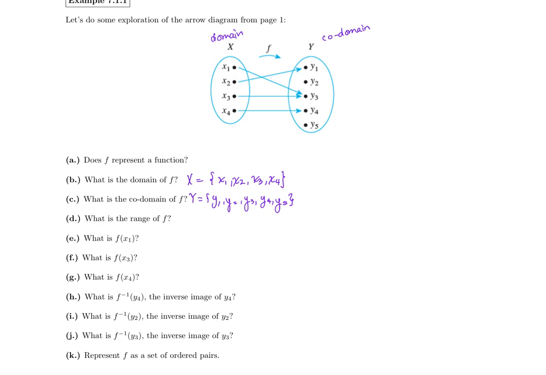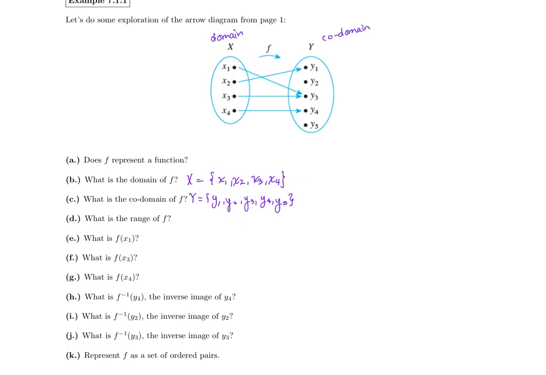Does f represent a function? Well, remember the requirements are that every element in the domain must map to an element in the codomain. x1 maps out, x2, x3, and x4. Okay, so we met that requirement. And then the other requirement is that each element of the domain can map to only one element in the codomain. Well, let's check it.